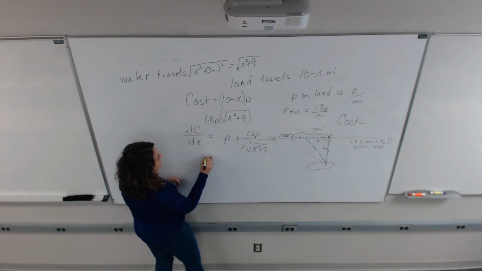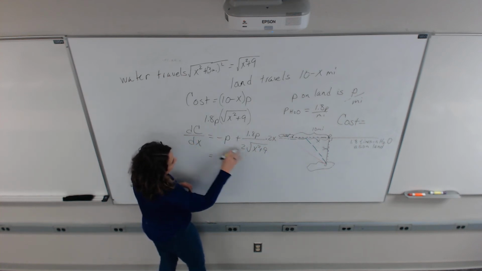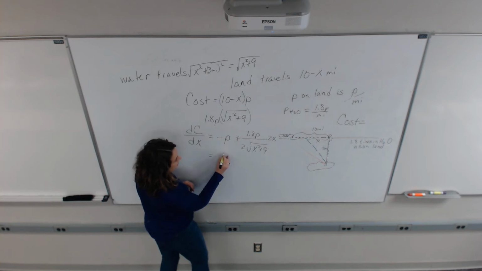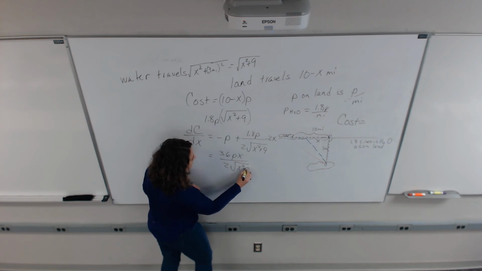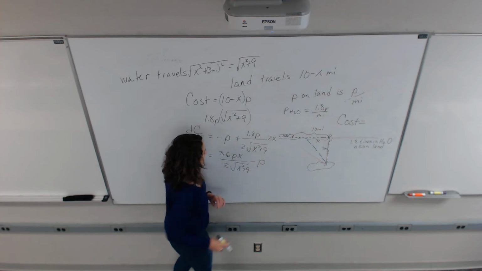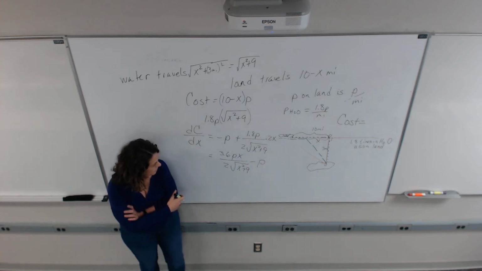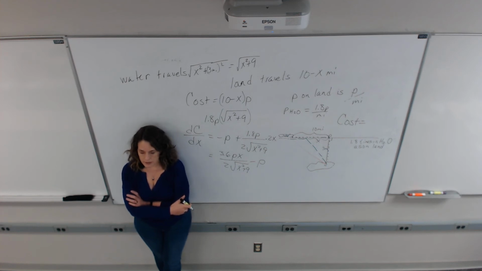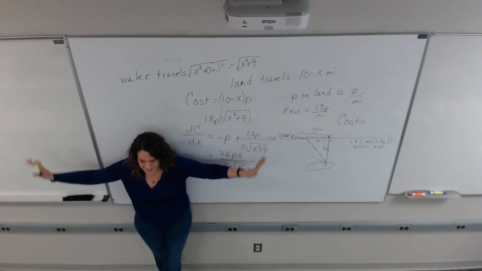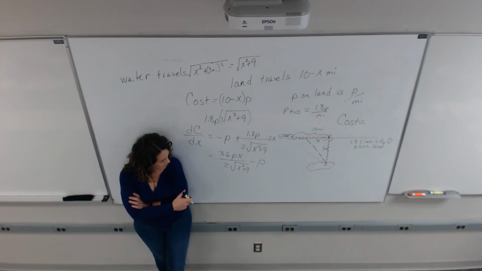And that gives me, I'm going to turn it around so I have the minus p at the back. 1.8 doubled would be 3.6 px over 2 square root of x squared plus 9 minus p. Okay. Can we just make p 1? Yeah, you could. You could just make p be 1 and then just knock it out of the entire equation as well. You could do that.